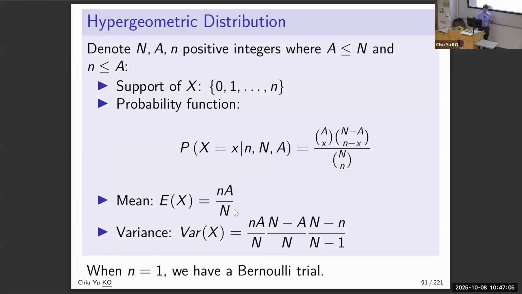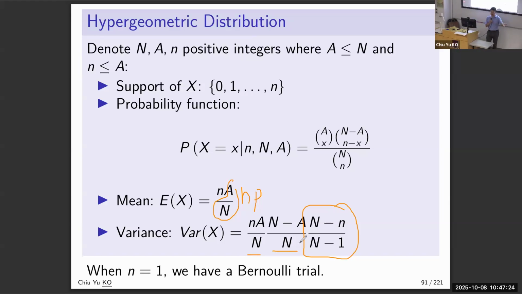It's still np, and the variance is very close to np times 1 minus p, but with a correction term at the very end, this guy. So this is np, because p is A over N if you just draw once. And this is np times 1 minus p. So in terms of mean and variance, sampling with replacement and sampling without replacement would not be too much different. Of course, the probability can be very different.